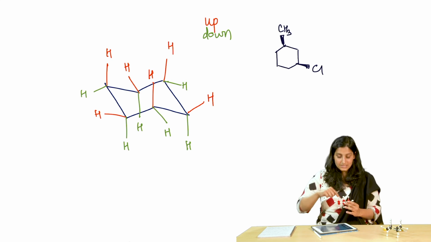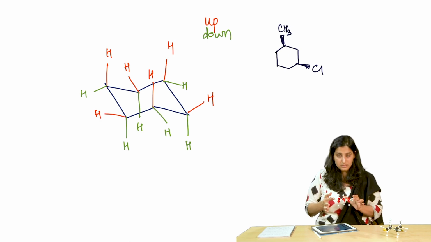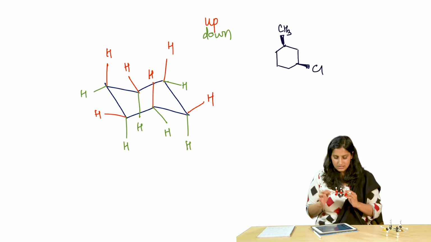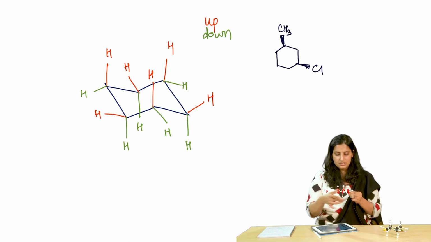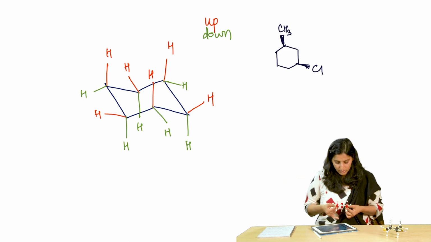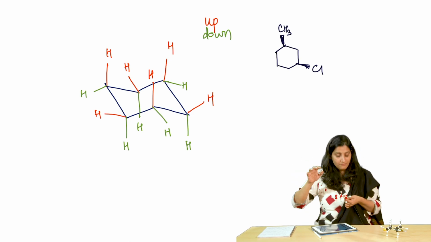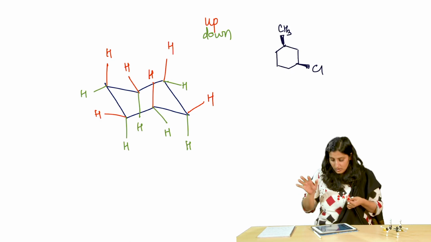So, for example, these three groups are definitely coming towards me, then these three groups are coming towards me, right, because they are oriented upwards, whereas these three groups on this carbon and this carbon, they are pointed down. So, if I view a particular skeleton like this, what I see is that some of the groups are coming towards you, some of the groups are going away from you.